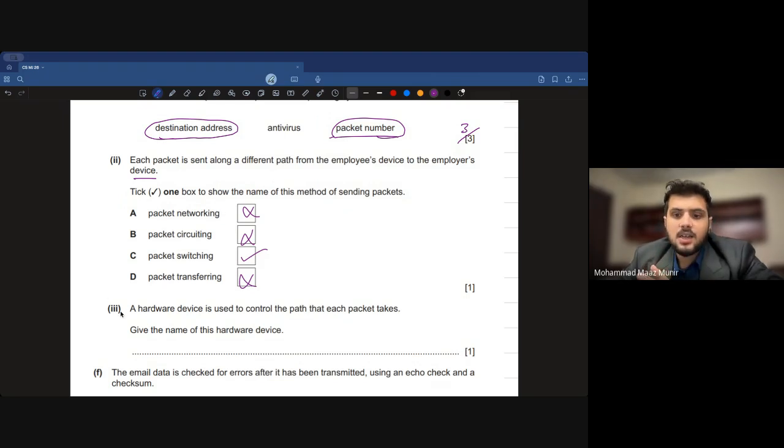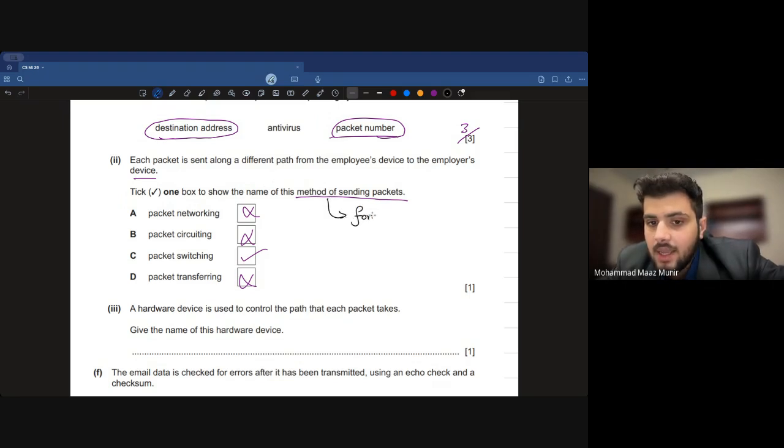Now the third part, again, sort of, yes, Hassan, do you have a question? Isn't packet transferring also kind of correct? Now, see, that's the question. That's a pretty good question, Hassan. If you look up here in the question, they said method. Now, the method is basically having a formal name. Okay, it has this formal name. And the formal name of this whole process is basically known as packet switching.